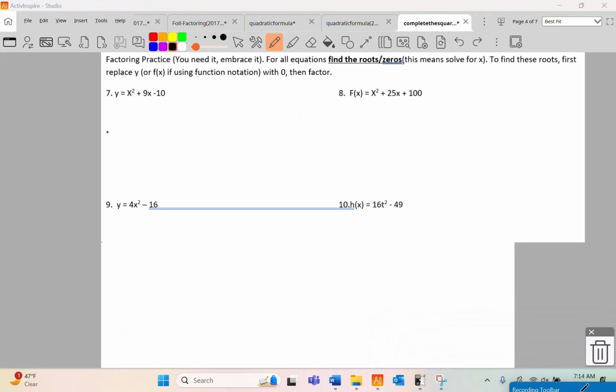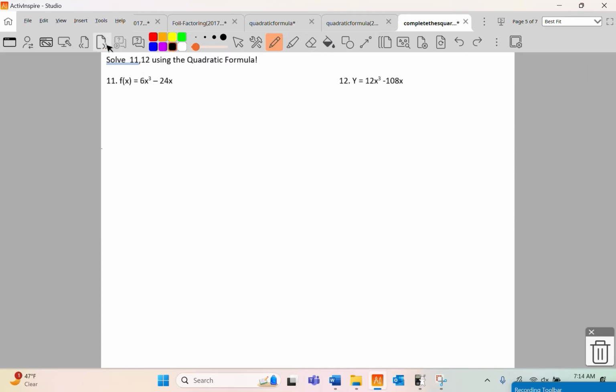How much time have I got anyways? I got a little bit of time. This is factoring practice. I'm going to leave this for you. Here's a quadratic formula. I'll do one of these. You have to do both of these basically the same. Of course, you'll set it equal to 0, and you're also going to do a little factoring.